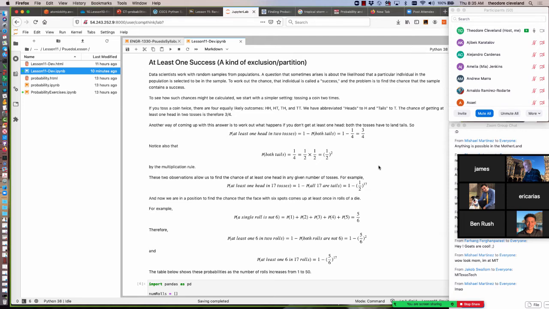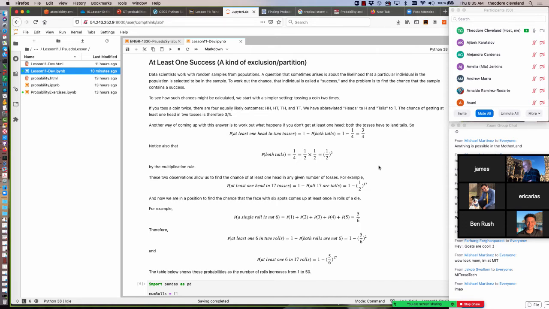We often work with random samples from populations. And a question that sometimes arises is about the likelihood that a particular individual in the population will be part of the sample. So to work out that chance, that individual is declared a success, and the problem is to find the chance that the sample contains a success.